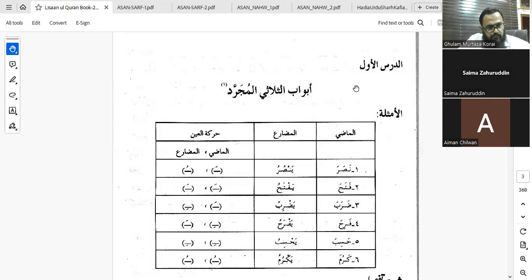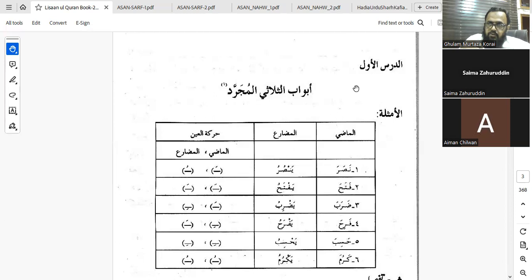So when lam is prefixed to the mudari, it makes changes. What is its name or terminology in Arabic? Fi'l jahad bilam, it's called. Nafi jahad bilam.